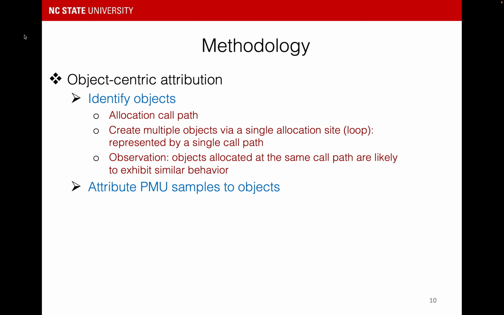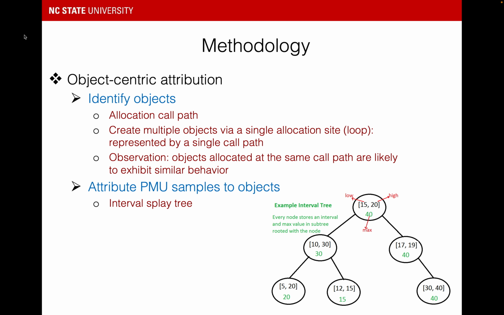For how to attribute PMU samples to objects, DJXPerf utilizes an interval splay tree to maintain the memory ranges allocated for all the monitored objects. This figure shows an example of an interval splay tree. In this tree, each node has its own interval, and here we use its left bound as the key for sorting the tree, and the value in each node represents the maximum memory scope contained in a subtree.